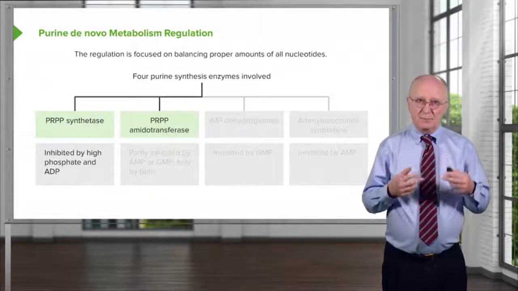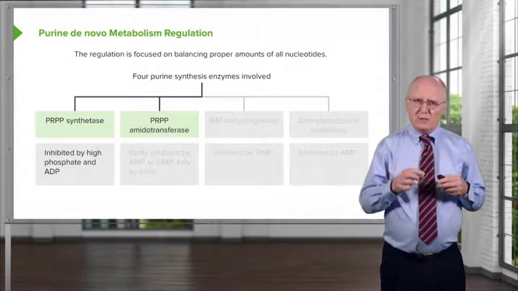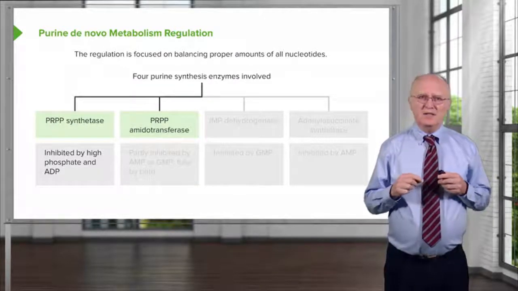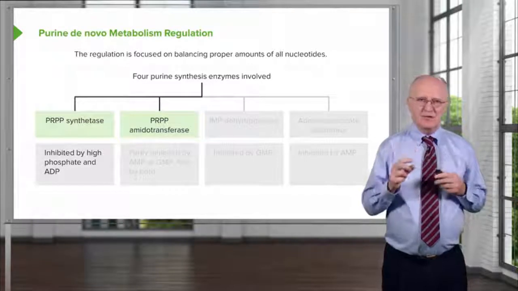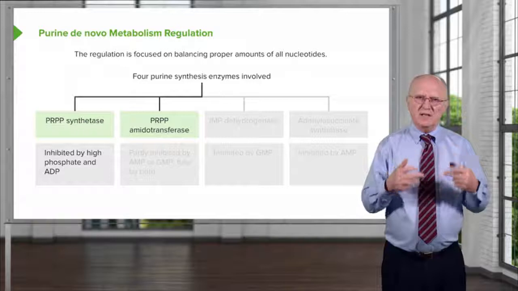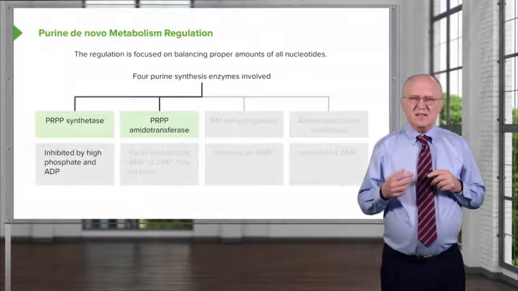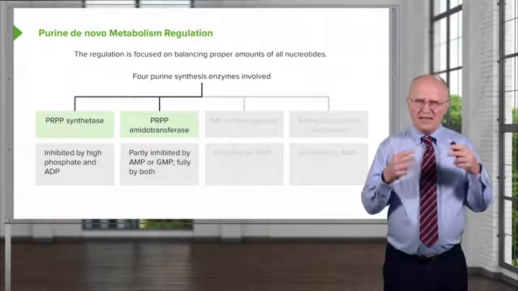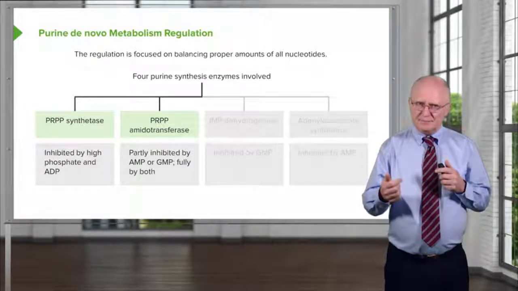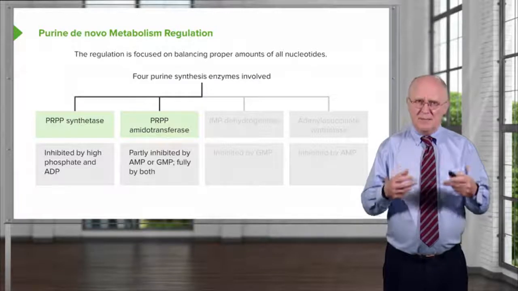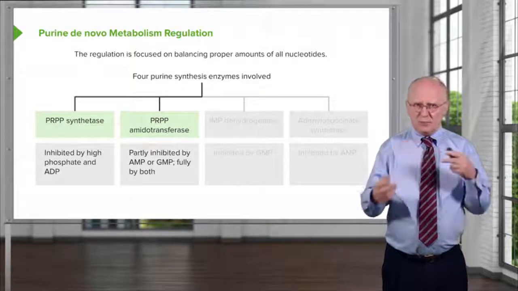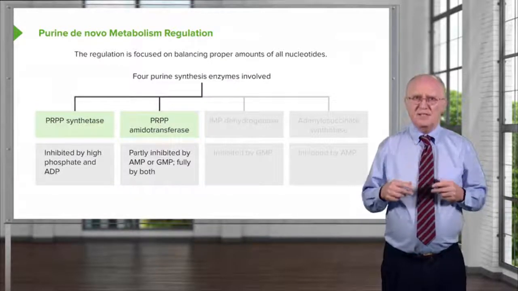The second enzyme that is important from a regulatory perspective is the one that catalyzes the very second reaction. This is PRPP aminotransferase, and the regulation here is really interesting. Now I'm going to show a schematic in a minute that will hopefully help to clarify this. But suffice it to say that this enzyme is partly inhibited by AMP or GMP, but it's fully inhibited by both when both are present. So either one will slow it down, but both are necessary to completely turn it off.